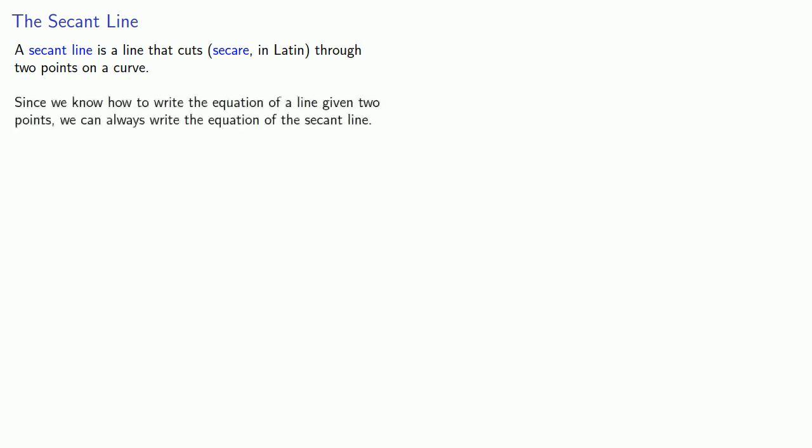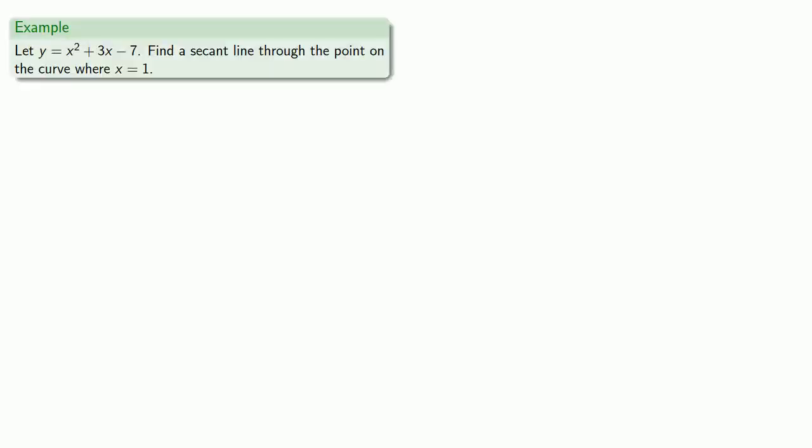Now, before we try to find the tangent line, let's try and find what's known as the secant line. A secant line is a line that cuts, secare in Latin, through 2 points on a curve. Now, since we know how to write the equation of a line given 2 points, we can always write the equation of the secant line. For example, let y equals x squared plus 3x minus 7. Let's find a secant line through the point on the curve where x is equal to 1.